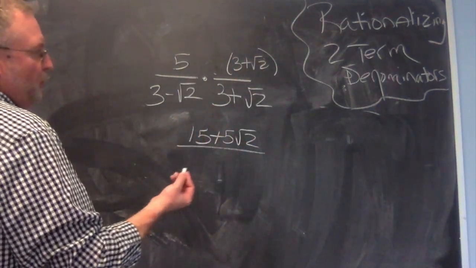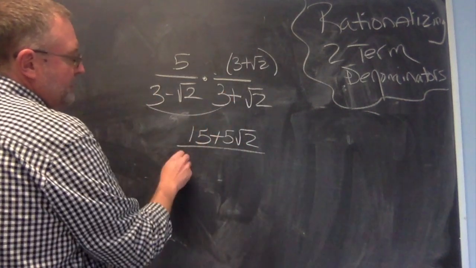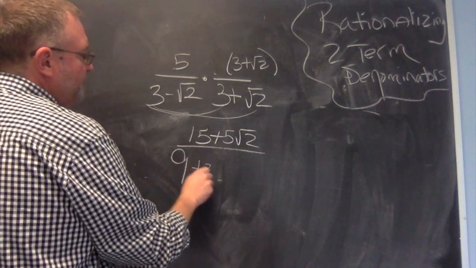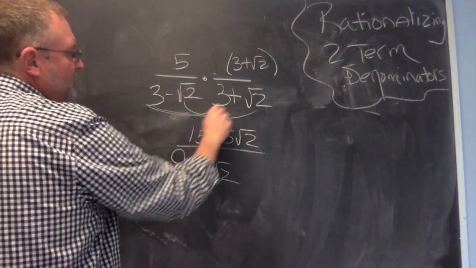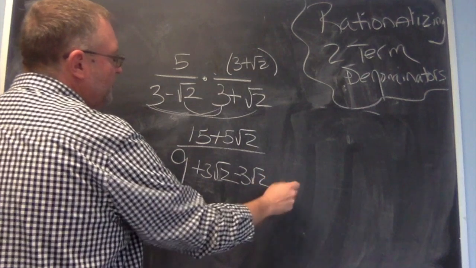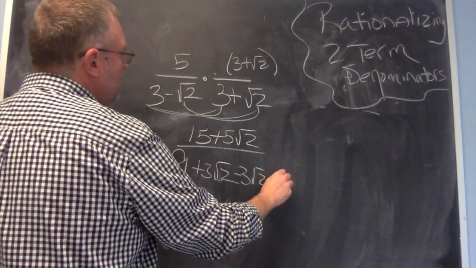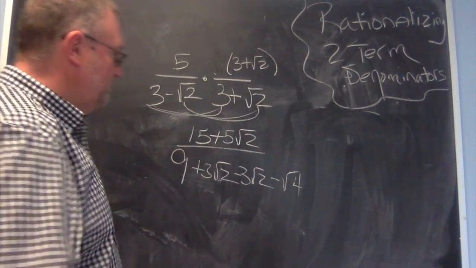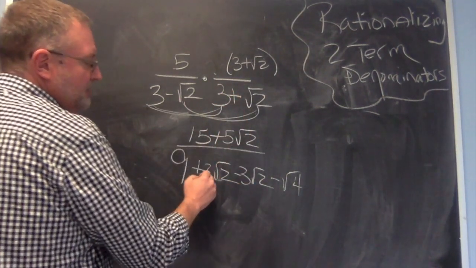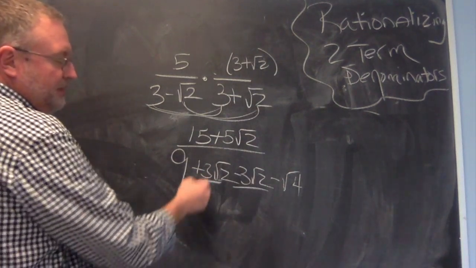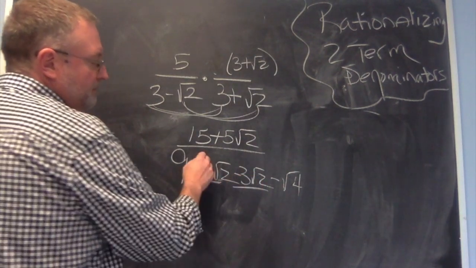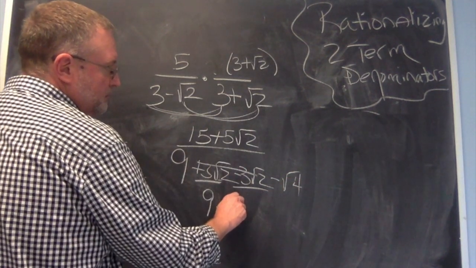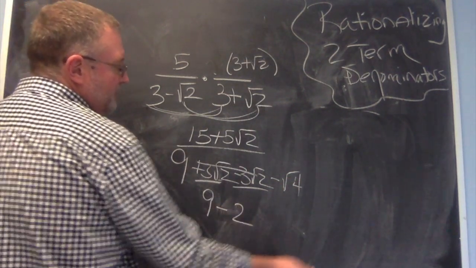Down here, if I FOIL it, my first terms, 3 times 3 is 9. My outer would be a positive 3 square root of 2. My inner would be a negative 3 square root of 2. And my last would be a negative square root of 4. Watch what happens. Because they're conjugates, the outer and the inner eliminate themselves. 3 square root of 2 minus 3 square root of 2 is gone, which leaves 9 minus, what's the square root of 4? 2. 9 minus 2 is 7.